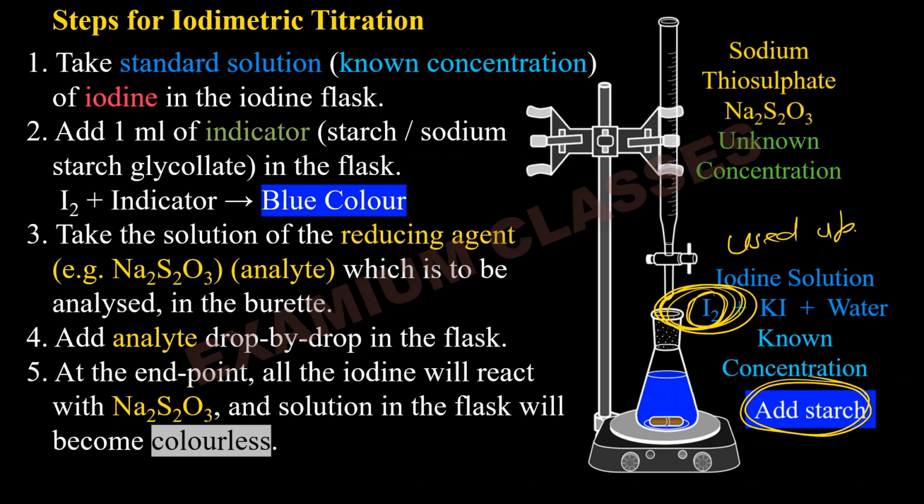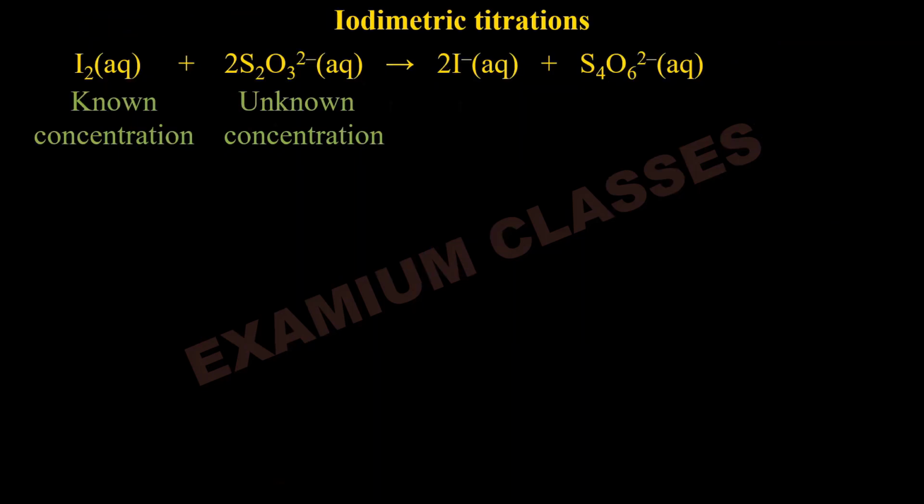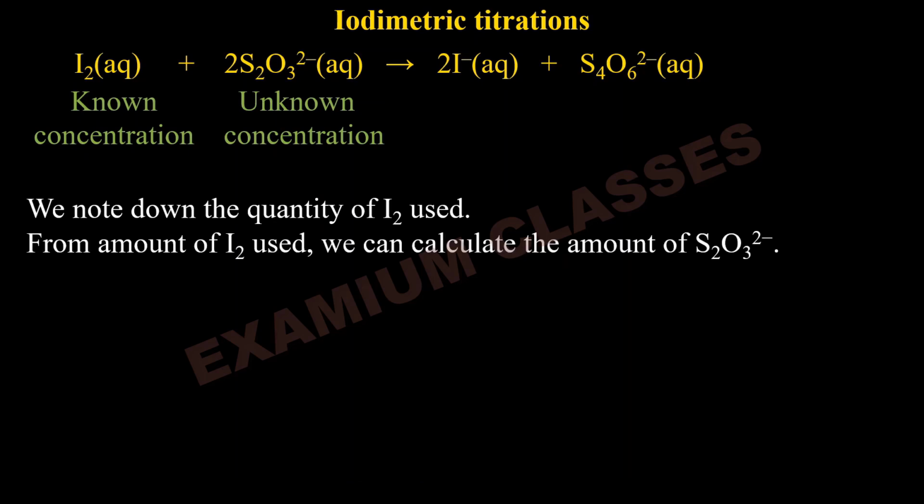Now we know the amount of iodine which was present in the flask. From that, obviously, we have to calculate the concentration of sodium thiosulfate. How we do that, I will be talking about it. This is the reaction which happened when we mixed sodium thiosulfate into the flask. We note down the quantity of I2 used. From the amount of I2 used, we can calculate the amount of S2O3 2-, that is thiosulfate ion used.